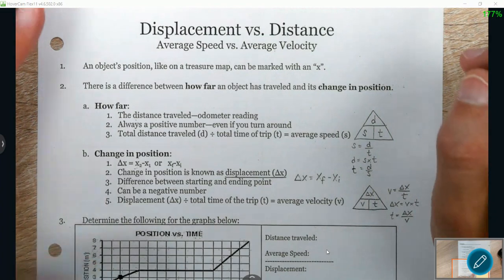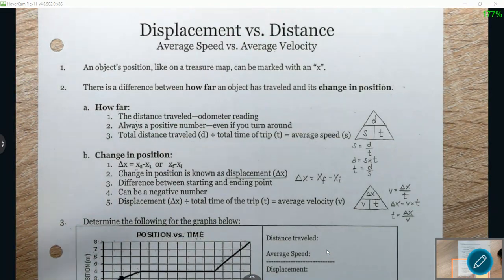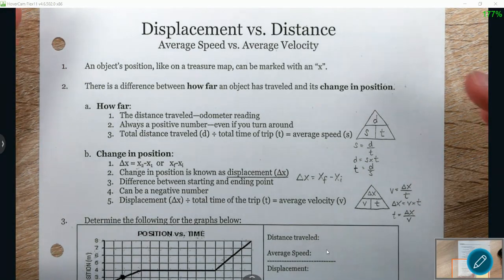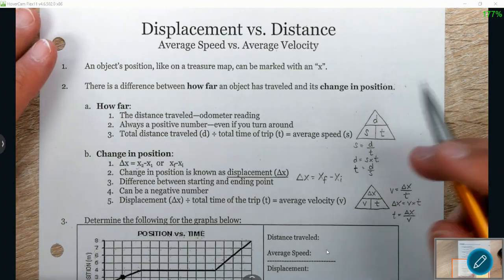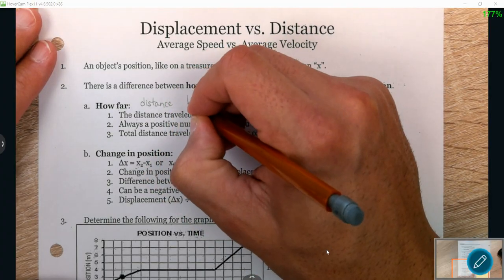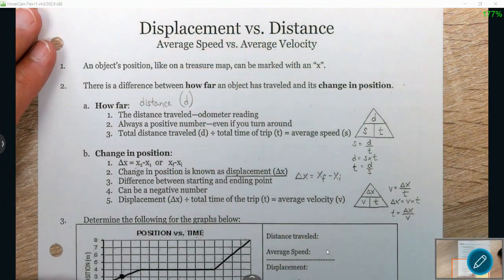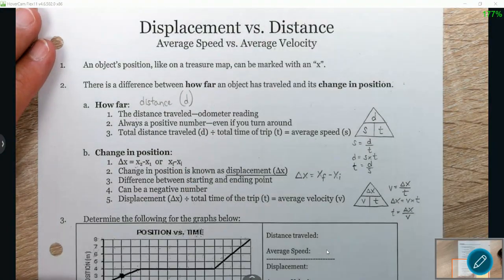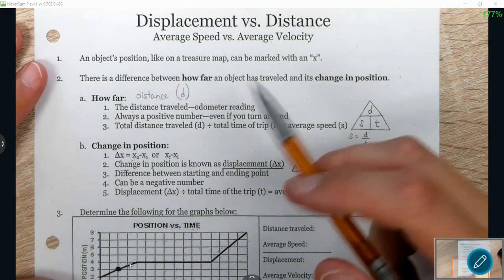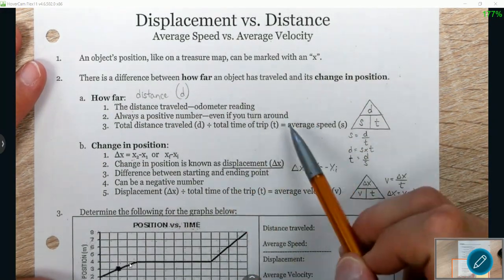There are key distinctions. An object's position on a treasure map can be marked with the letter X. There is a difference between how far an object has traveled and its change in position. So how far is distance? The symbol for distance is lowercase d. This is the total distance traveled, like the odometer reading on a car. It's always positive, never negative, no matter what, even if you turn around.